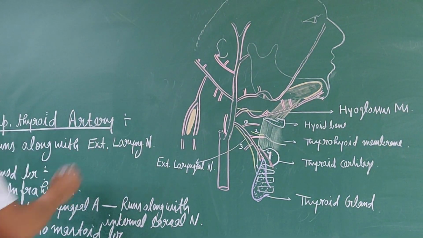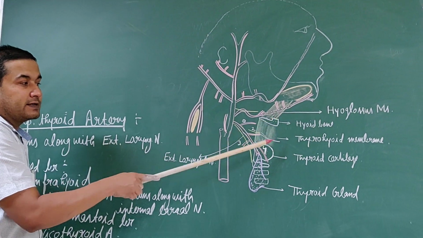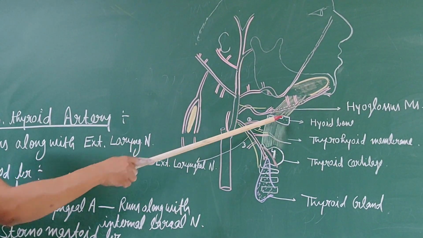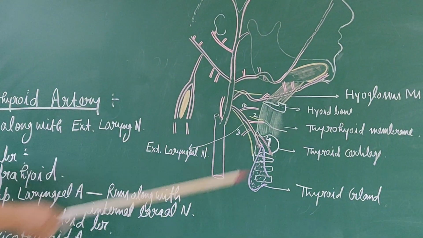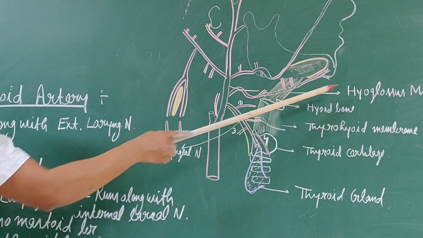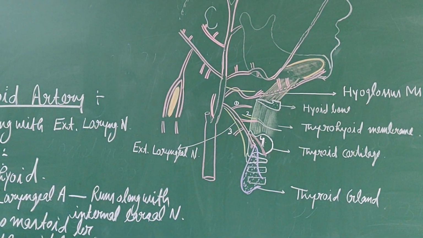In this diagram, it is the hyoid bone and it is the thyroid cartilage. Between the hyoid bone and the thyroid cartilage, there is a membrane, that is the thyroid membrane. Above the hyoid bone to the tongue, these are the hyoglossus muscles. We have learned the muscles of the tongue.